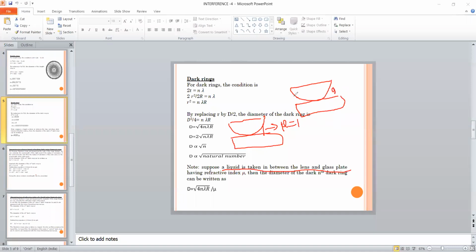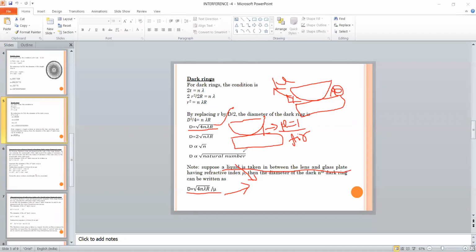In between, there is a liquid. So it has some refractive index. That refractive index is mu. So by putting mu in the entire derivation, the same formula changes like this. So this is the formula with air as a medium. This is the formula with some liquid as a medium.